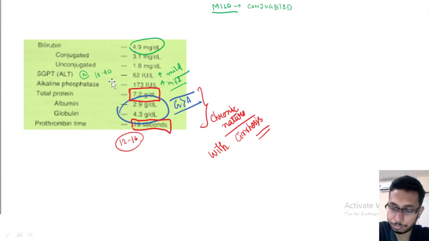Now, what to look into here? So this is direct hyperbilirubinemia, most likely hepatocellular injury due to cirrhosis of liver. Now, what are the things that you need to look into? That is why the AG ratio differs here. Now, albumin, let's come into the concept of this.